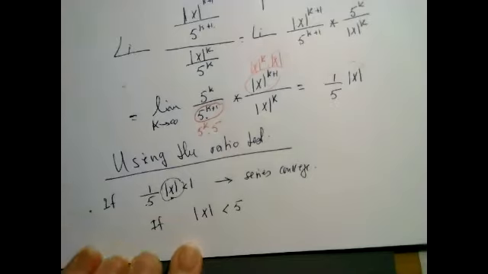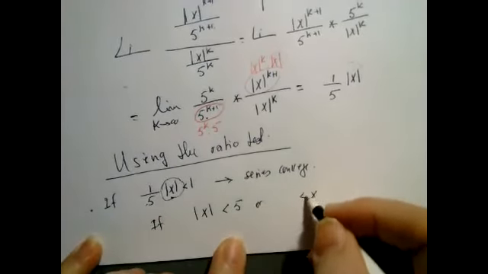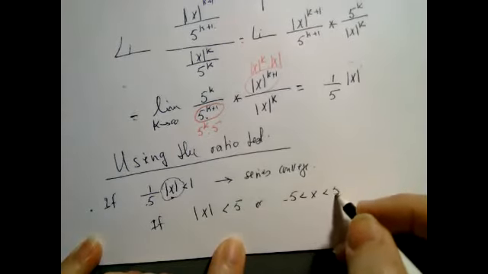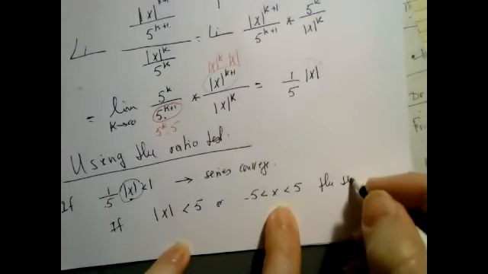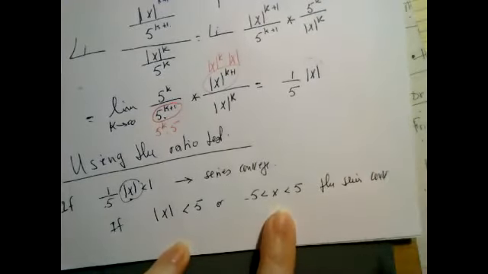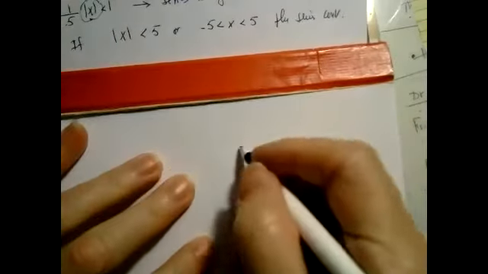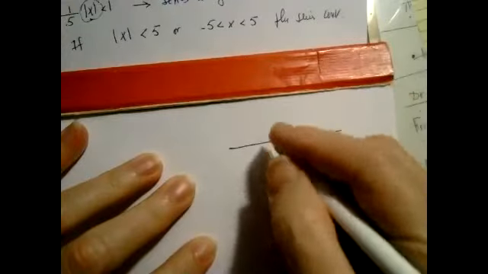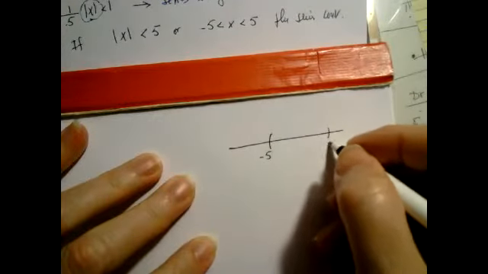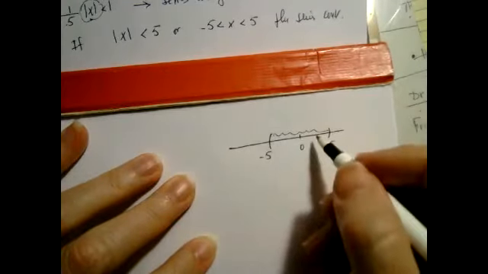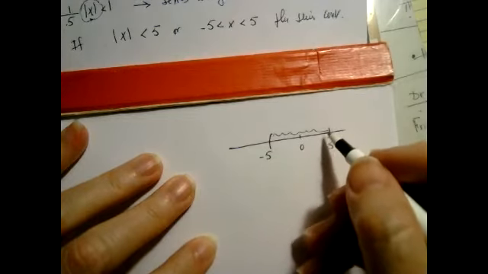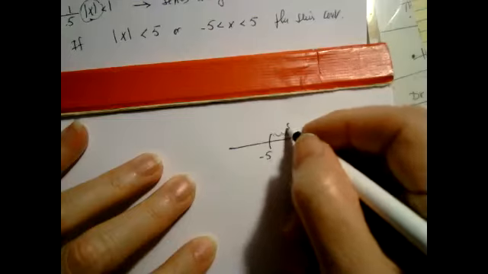The absolute value of x is less than 5, or x between -5 and 5, because they usually ask me about the interval, so I have to write it this way. So the series converges. We usually put those on a number line to make it clear. Between -5 and 5, this is -5, this is 5, and this is 0. If I pick any x in between, like 1, 2, 3, 1.2, 1.3, 2.4, the series converges inside.